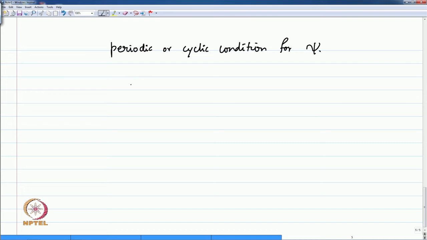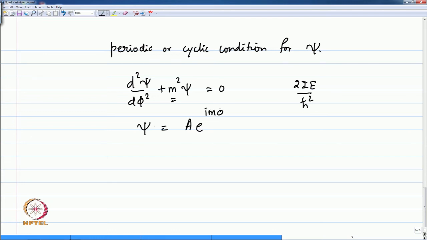Therefore, if you write this particular quantity d square psi by d phi square plus m square psi is equal to 0, because we know that this kind of equation, this is a positive value because it is 2IE by h bar square, and the particle having any kinetic energy in a circular motion obviously has a positive energy. Moment of inertia is positive, h bar square, h bar is positive, therefore this is a positive quantity, and this of course has a solution psi is equal to A e to the I m phi plus B e to the minus I m phi. Now I am using imaginary, that is complex solutions.